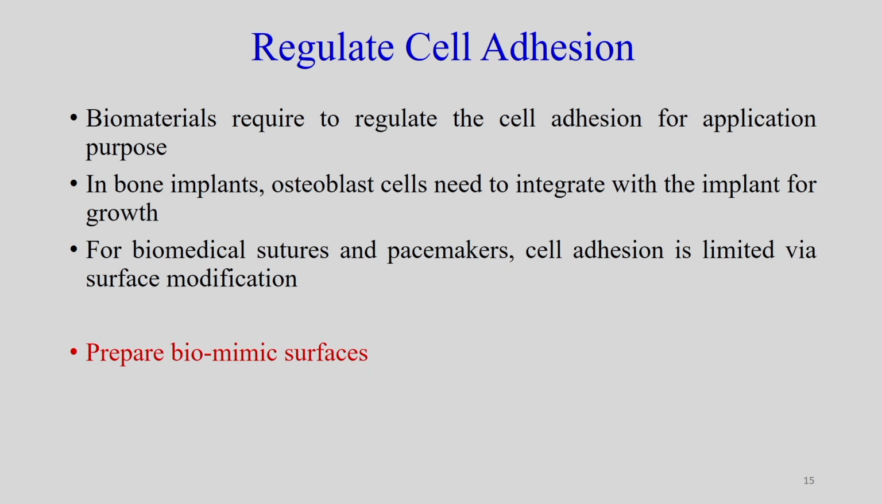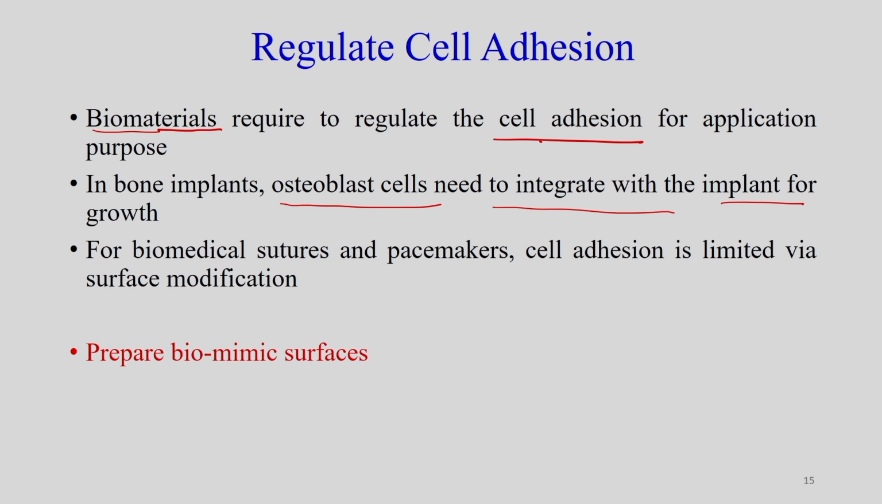Now, if you want to regulate the cell adhesion, here we are particularly focusing on the mammalian cells. So, depending on the application of a biomaterial, as I told, if it is an implant, it should promote the cell adhesion, but if it is a biosensor, it should be specific and it is desired that there should be almost no cell adhesion. So, like I listed here, in the bone implant, osteoblast cells need to integrate with the implant, so that it can grow, it can proliferate and it can differentiate to form a particular tissue.